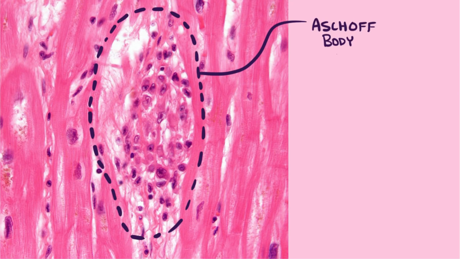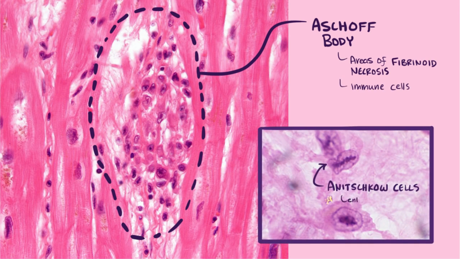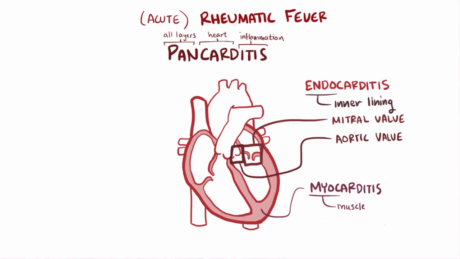Inflamed areas in the myocardial tissue are called Aschoff bodies, which are areas of fibrinoid necrosis with immune cells like T cells and these characteristic Anichkow cells, enlarged macrophages which have characteristic caterpillar-looking nuclei. It turns out that myocarditis is the most common cause of death in acute rheumatic fever, because this inflammation and necrosis makes the heart wall unable to contract with full force, which results in heart failure.